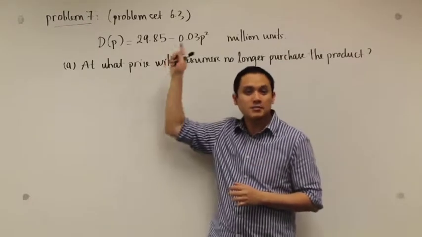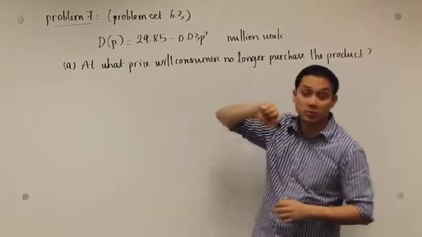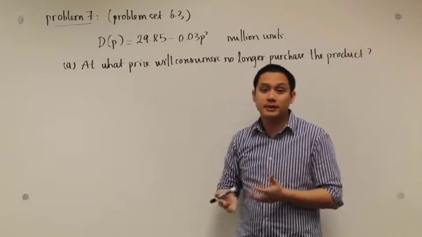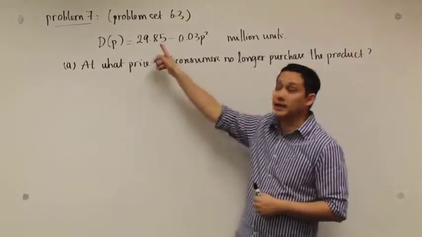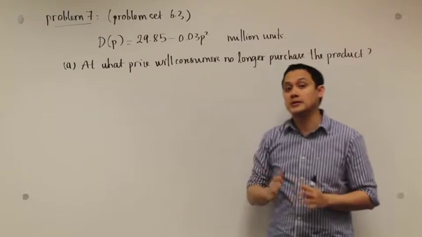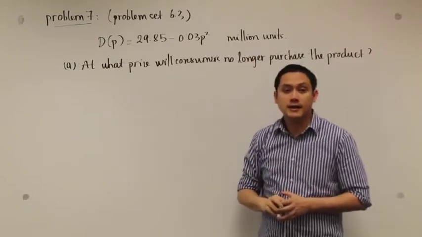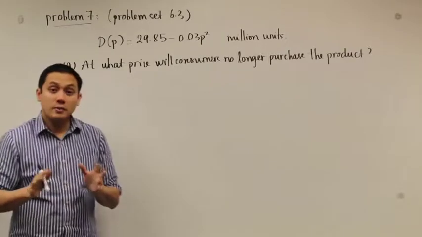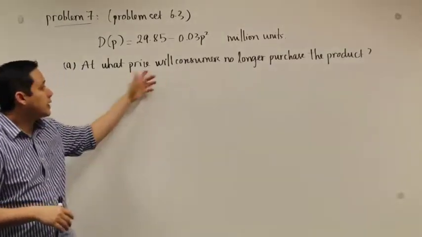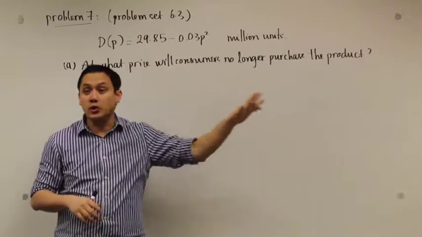Hello everyone, this is problem 7 in problem set 6.3. In this problem, they give you the demand function of 29.85 minus 0.03 p squared with the unit of million units. So in part A, they ask you to calculate the price at which the consumer will no longer purchase the item.